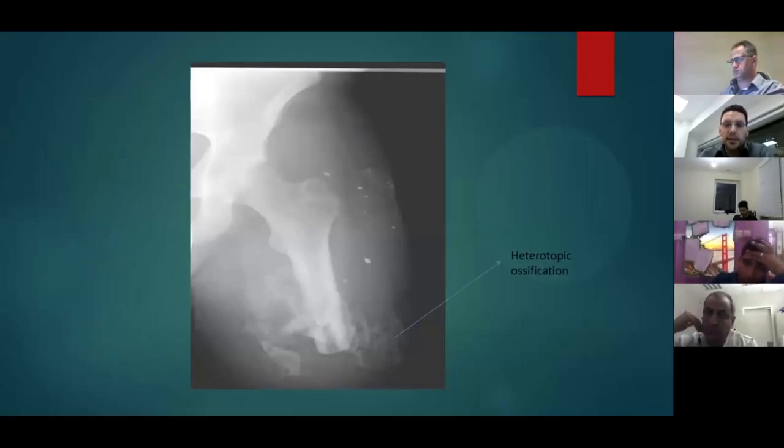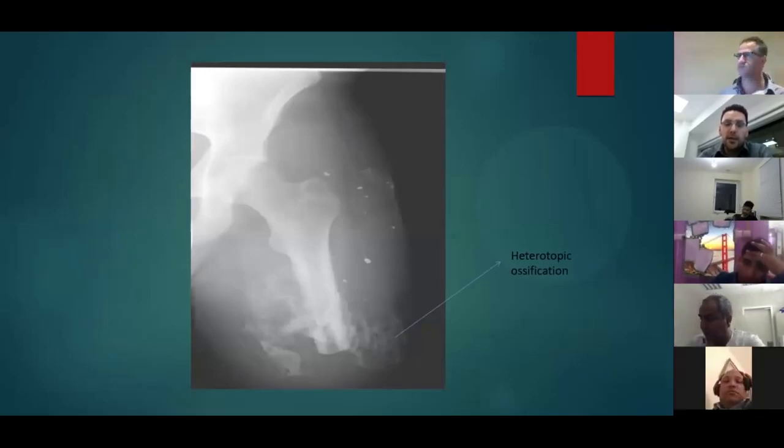This X-ray shows an above knee amputation. As you can see, the patient developed heterotopic bone ossification.